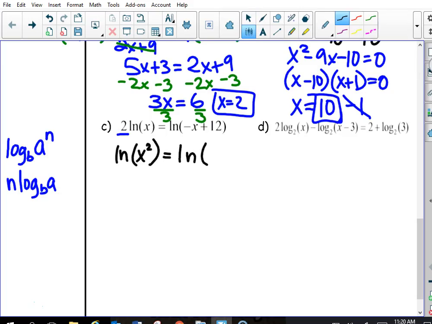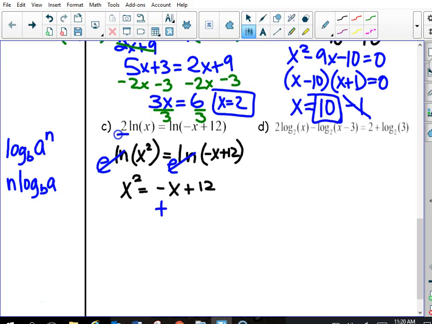Because I cannot apply an exponent through that number 2, I had to do something with it, or I was pretty much stuck. Now I can apply base e to both sides. And that cancels on both sides, and I'm left with a quadratic. X squared equals negative x plus 12.